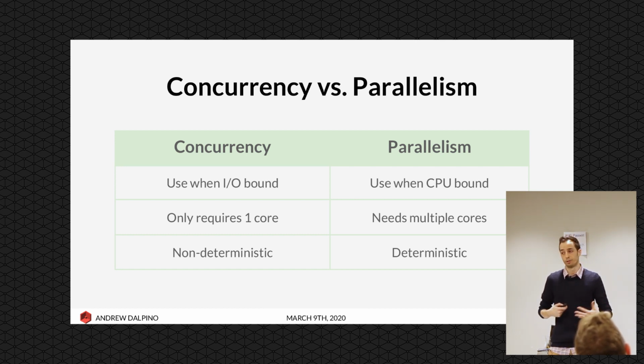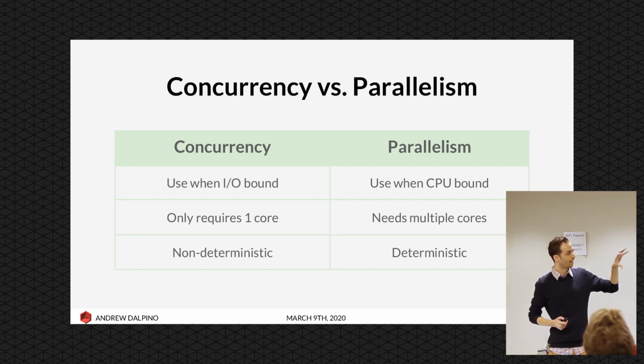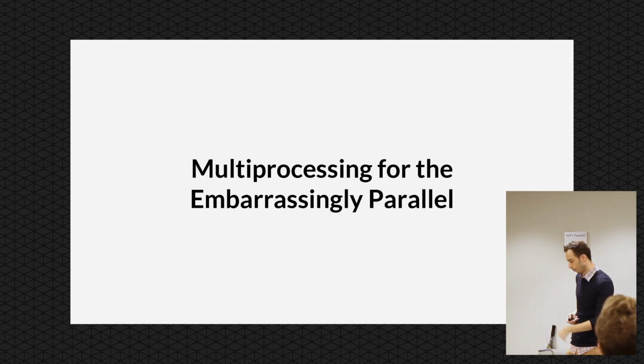Parallelism, on the other hand, you want to use when you're CPU bound, when you just need more compute, and that's the example that I'm going to show you. You do need multiple cores. Concurrency can be thought of as non-deterministic because you could take the subtasks, as we'll call them, and execute them in any order, and you'll get the same result. Whereas in parallelism, you have a deterministic outcome. The whole goal is to take one task and always have the same output, just run on multiple cores. And so lastly, we're going to talk about multiprocessing for embarrassingly parallel problems.